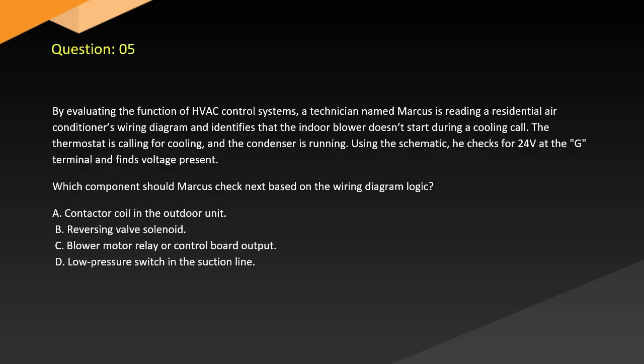Question 5. By evaluating the function of HVAC control systems, a technician named Marcus is reading a residential air conditioner's wiring diagram and identifies that the indoor blower doesn't start during a cooling call. The thermostat is calling for cooling and the condenser is running. Using the schematic, he checks for 24 volts at the G terminal and finds voltage present. Which component should Marcus check next based on the wiring diagram logic?